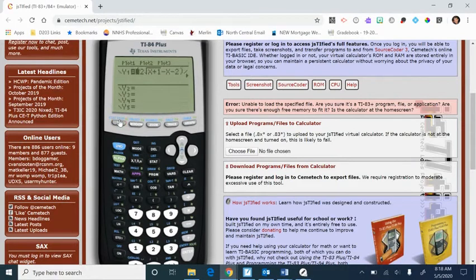So back to y equals, clear this guy out. Big parentheses here, x squared plus 3x minus 10. Close your parenthesis, divide by x minus 3. Okay, excellent. And we are approaching 3. So we go to table setup. We want to start at 3, keep our increment. That looks great. Go to the table.